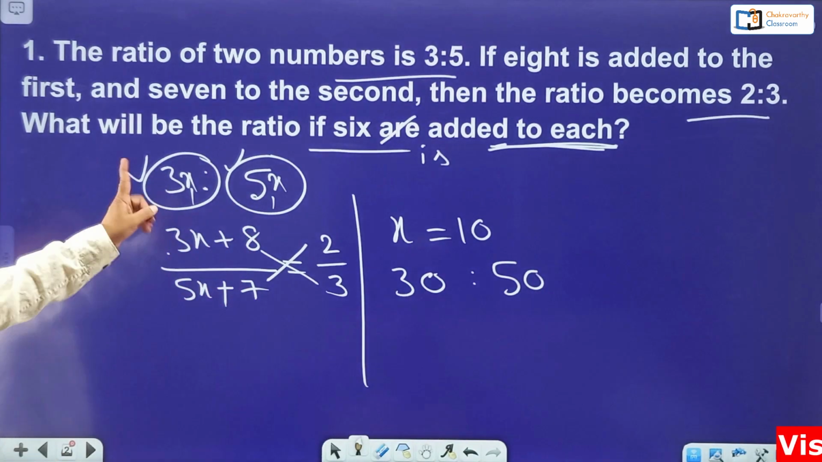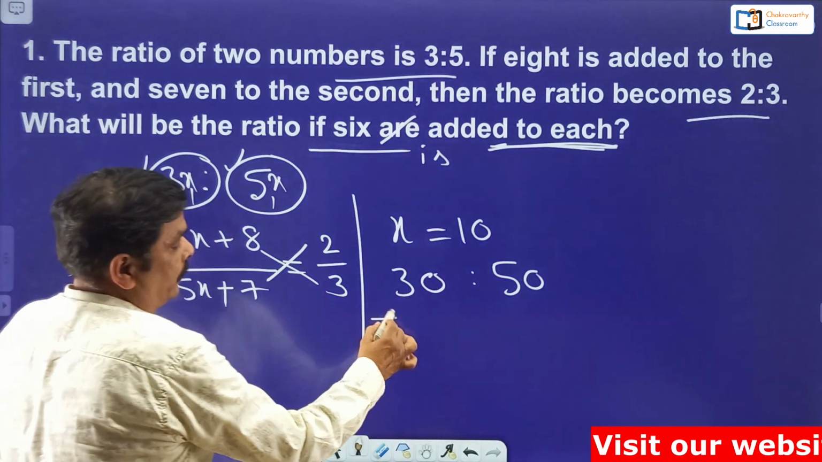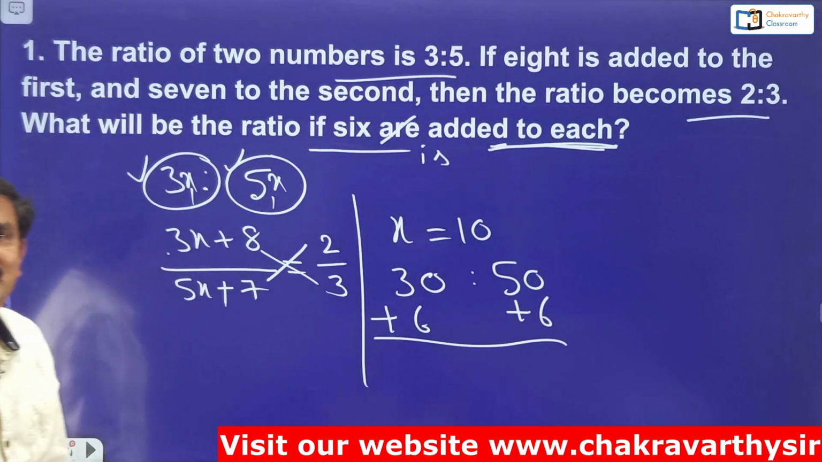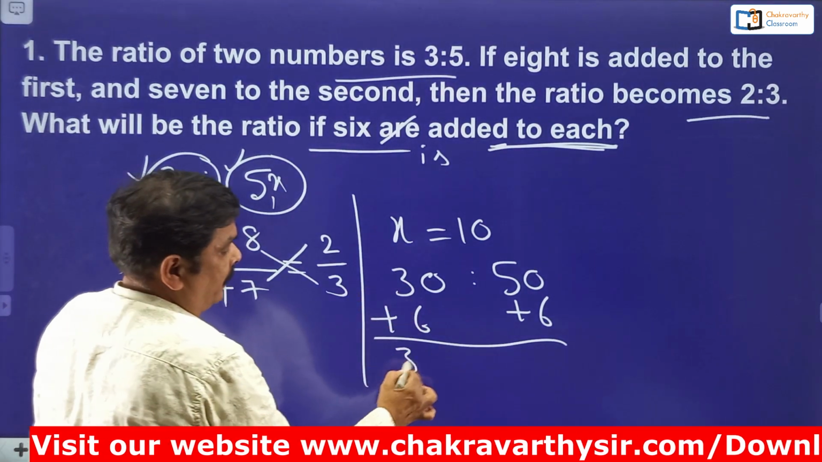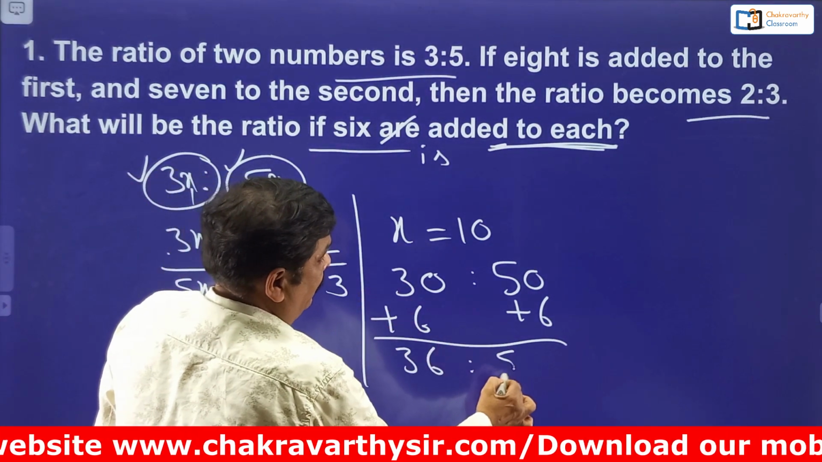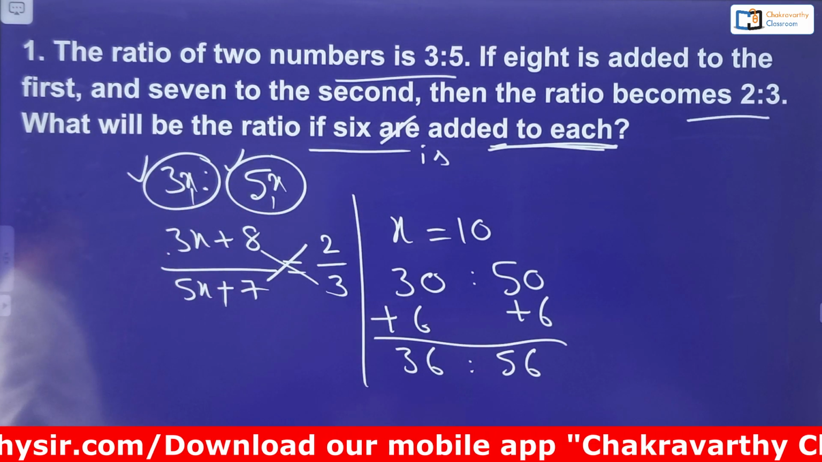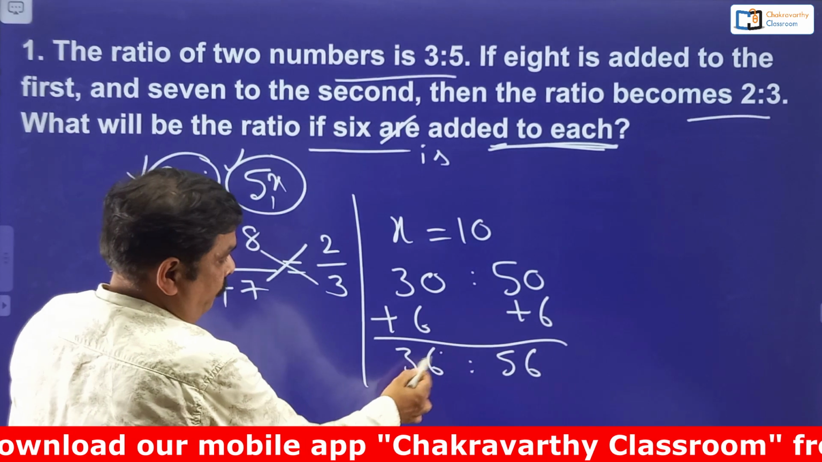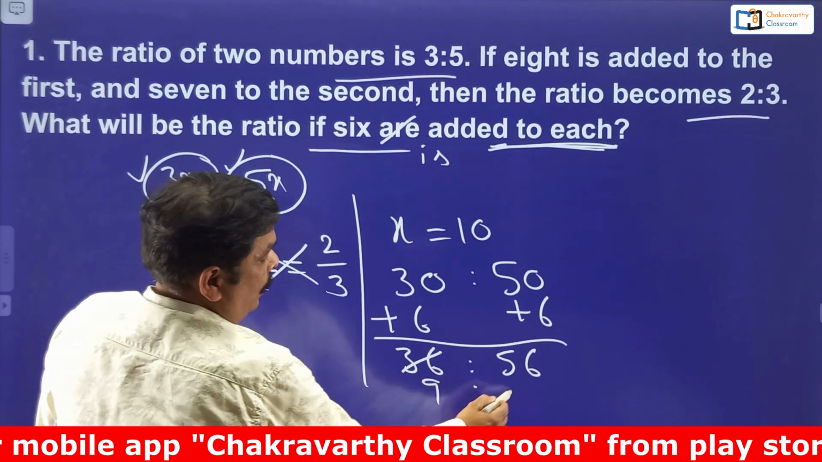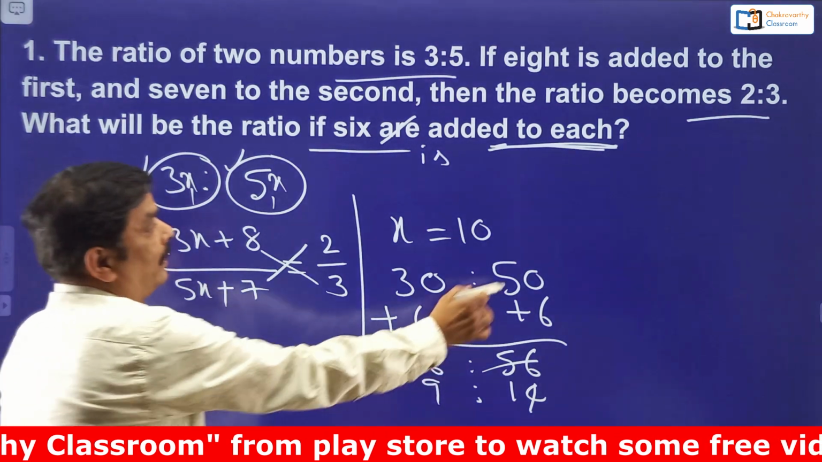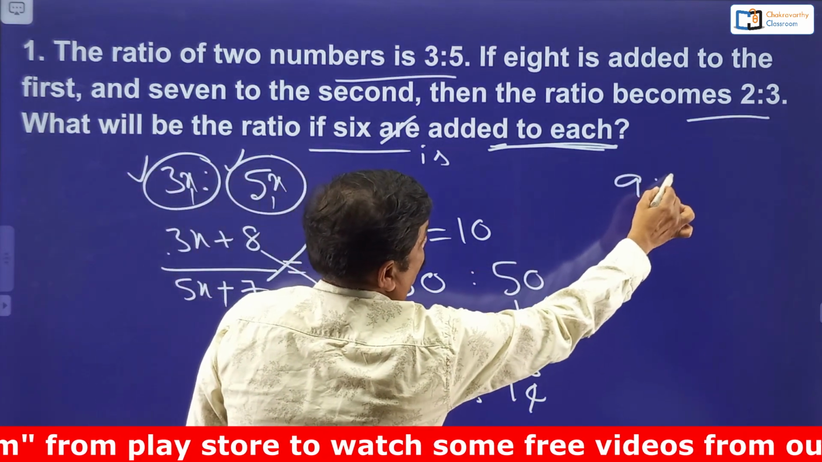Simple. Now what they have given: if 6 is added to both the terms, here 6 and here 6, what will be the new ratio? Then the new ratio, the numbers become 36 and 56. Just simplify that to get the simplest form. So that is 4 nines is to 4 fourteens. My final answer is 9 is to 14.